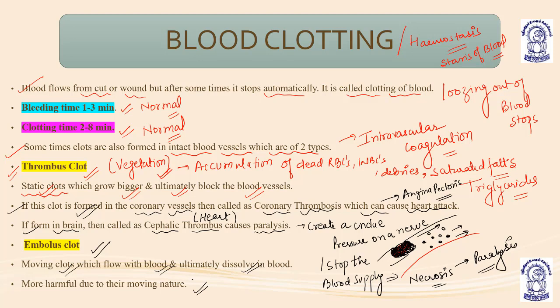Understood? They are more harmful due to their moving nature. As they are moving, they can easily block any small blood vessel or arteriole. They can completely block any arteriole. That is why they are more dangerous. So the types of clot are thrombus clot and embolus clot. Now coming to the next.